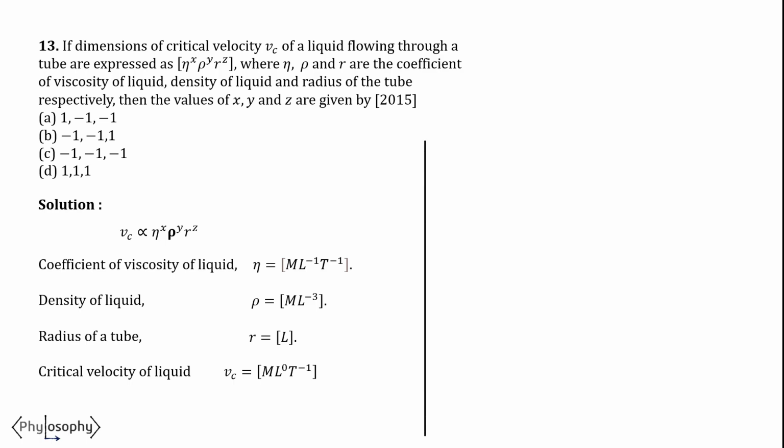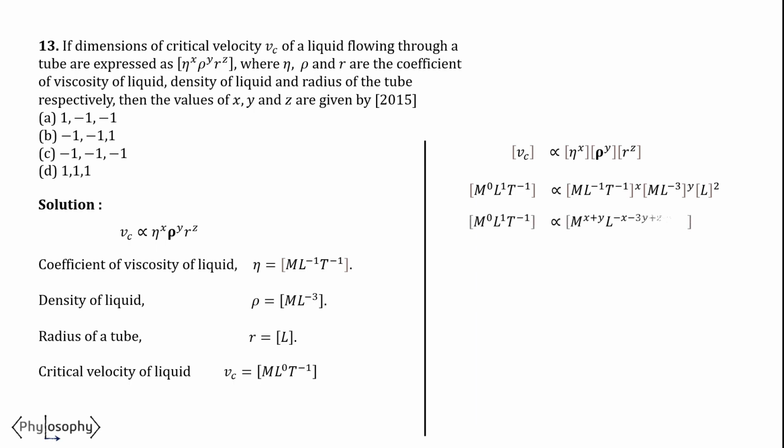Now according to the question, dimension of Vc must be proportional to dimension of eta to the power x, rho to the power y, and r to the power z. Now if you put all the dimensional formula for these 4 quantities, and if you calculate all the powers of m, l and t, then you can write m to the power 0, l to the power 1, t to the power minus 1 is proportional to m to the power x plus y, l to the power minus x minus 3y plus z, t to the power minus x.